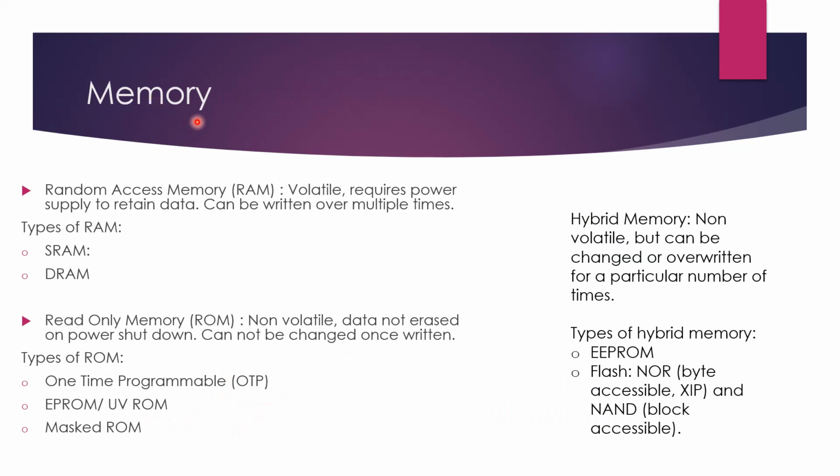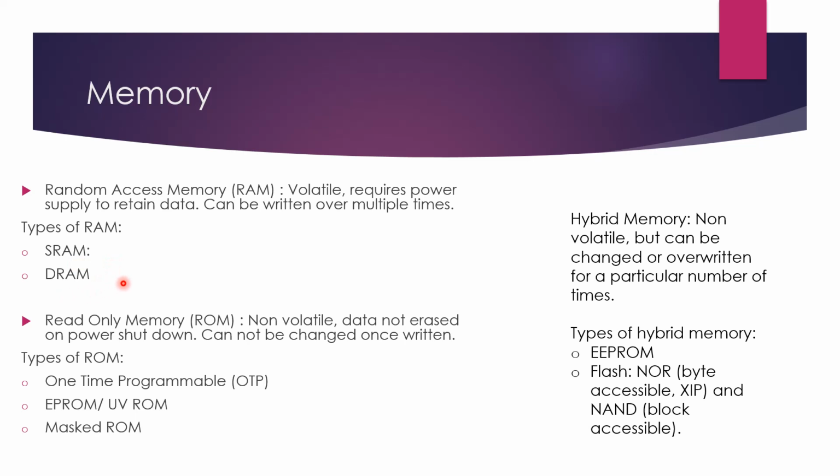Coming to the very important concept of memory. So we have a few types of memories associated with embedded systems. Now the first one is RAM or random access memory. This one's volatile, so this requires power supply to retain data, and this can be written over multiple times. Now there are two types of RAM: SRAM or static RAM and DRAM or dynamic RAM.